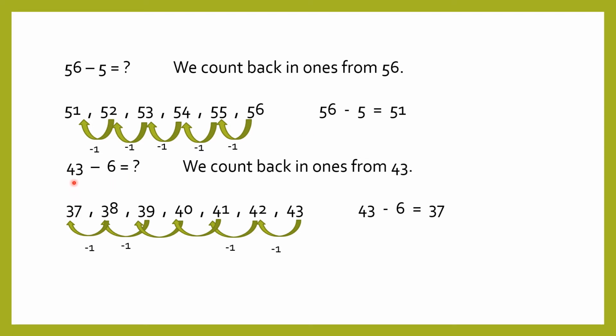Here I have another example, 43 minus 6. So here again this is minus, so I am going to count back. I'll move back 6 steps. 43 minus 1 is 42, 41, 40, 39, 38 and 37. So 43 minus 6 is 37. I counted back in ones from 43, I moved back 6 steps and I got my answer 37.